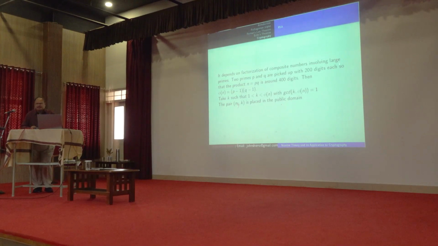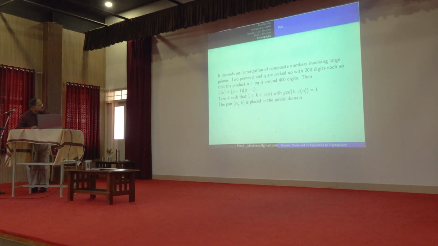Now, how do I say that? Earlier, a few years back, some of you must have seen, when we were small, there was a telephone directory. Like that, there used to be a directory of public keys. So these two numbers were kept under my name, N and K, and it is published. Everybody knows that N and K. Whoever wants to send me a secret message will use that N and K and send the message.